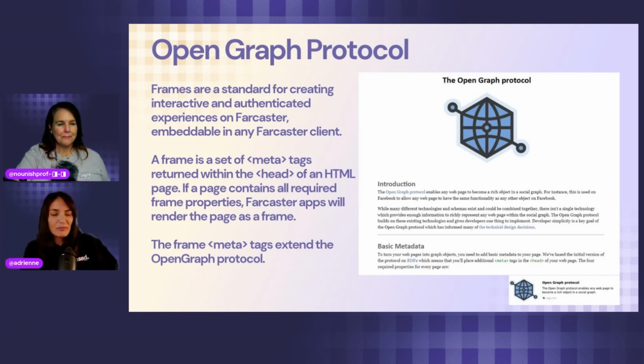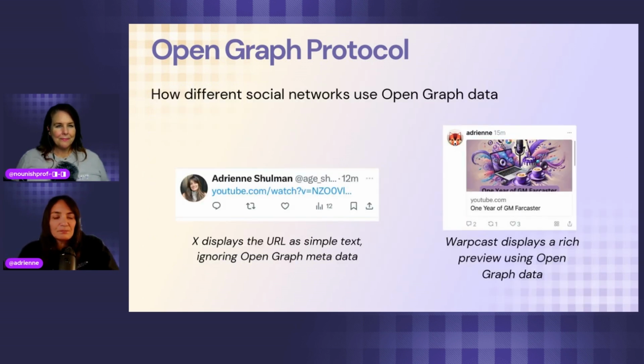For instance, when you see a YouTube link shared on a social network and you see a preview of the video, the title or the description, or if you're sharing a blog or a newsletter and you see an image, all of that data comes from the Open Graph Protocol. If you go to the next slide, this is an example of how Open Graph data can be displayed across different social networks. If you want to share a YouTube video, on the left side is how X is displaying a YouTube video.